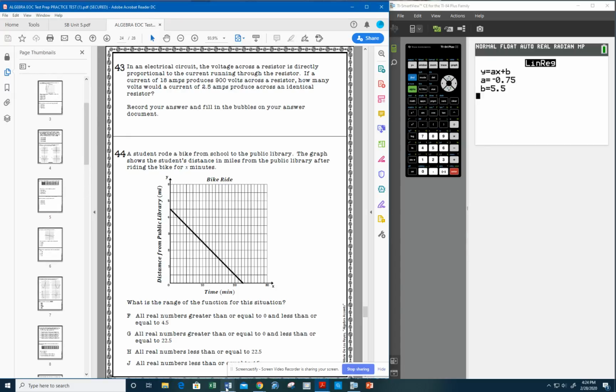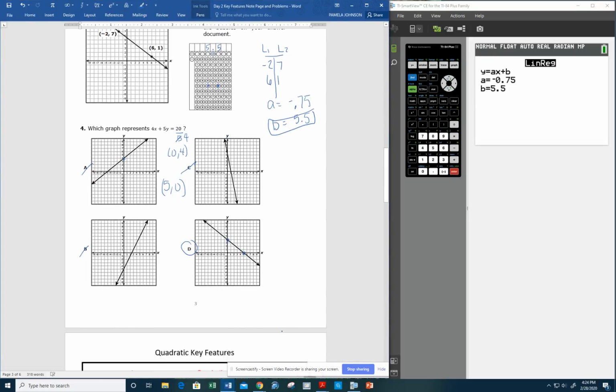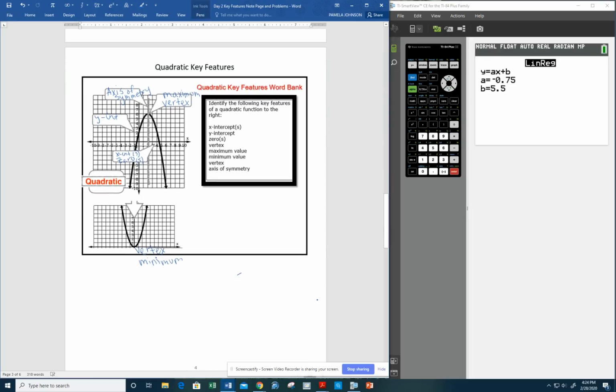let's go back to our day 2 packet. Okay. And now let's talk about some quadratic key features. We start with our vertex. Our vertex is where it changes direction. So if it's at the top, it's a maximum. If it's at the bottom, it's a minimum. We still have our y-intercept where it crosses the y-axis, and we've got our x-intercepts, or 0, where it crosses the x-axis. And down the middle through our vertex is our axis of symmetry.